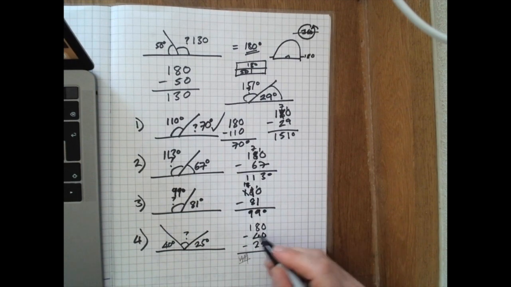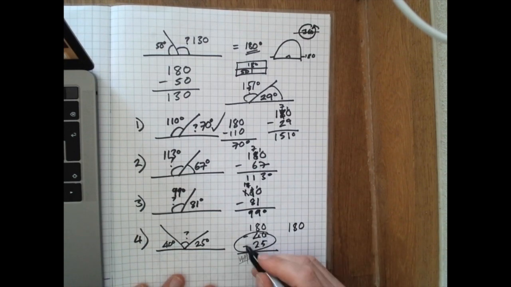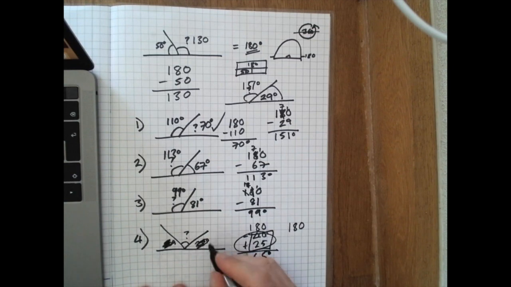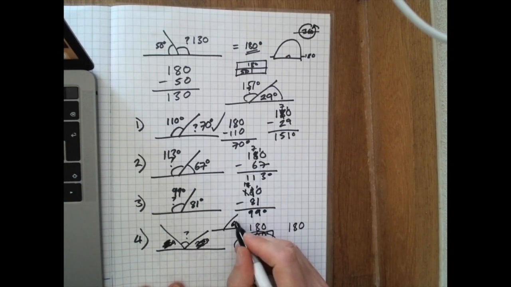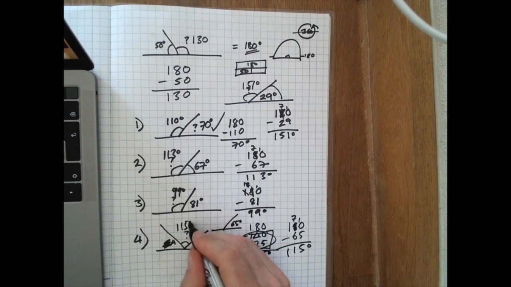Last one. 180 take away 40 take away 25. Do you know what I'm going to do with this? I'm actually not going to do it like this. It sort of confuses my head a bit. So what I'm going to do is I'm going to do 180, but I'm going to add these two together first. So I'm going to lump them together. So 40 plus 25 is 65. So these two together are 65. It's almost like having one that says 65 like that, but I've just squished the two together. So 180 take away 65. That's a 7. That's a 10. That's a 5. That's a 1. That's a 1. And that will be 115.